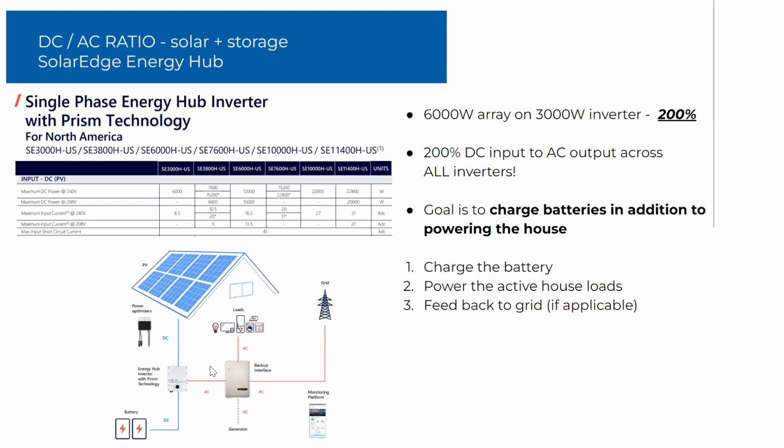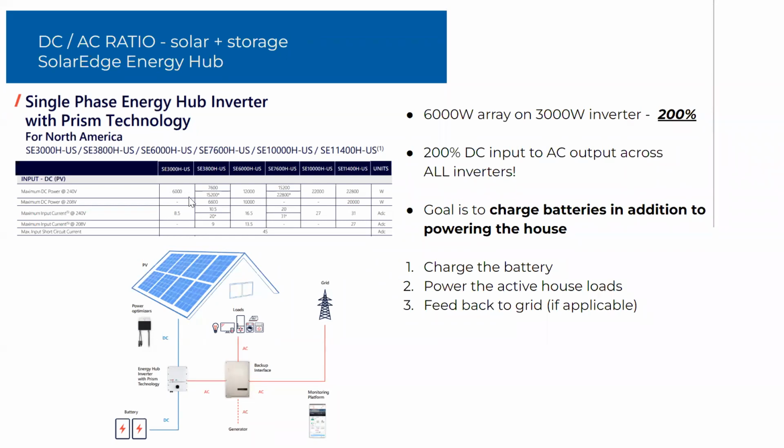So in order for us to pair batteries with a solar solution for the Energy Hub, we also add a backup interface. So this is sort of a three-pronged solution with our Energy Hub inverter, our backup interface grid forming device, and then our SolarEdge Energy Bank battery. So in this case, let's look one more time. We have a 3,000 watt AC inverter, but in this case, our DC input is up to 6,000 watts. So we've gone from 155% on our HD-Wave oversizing to 200%.